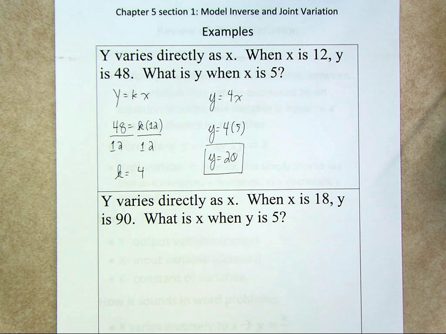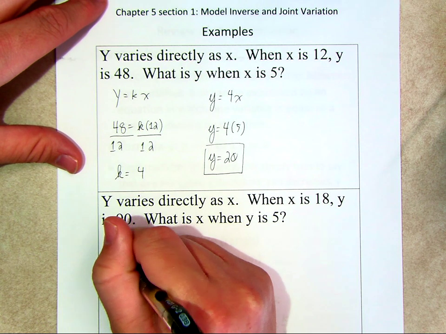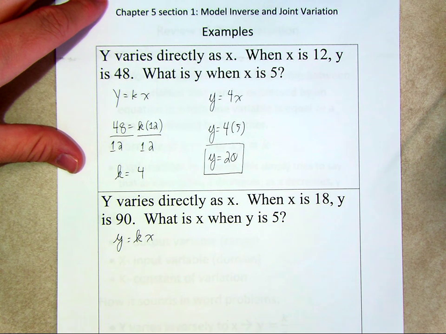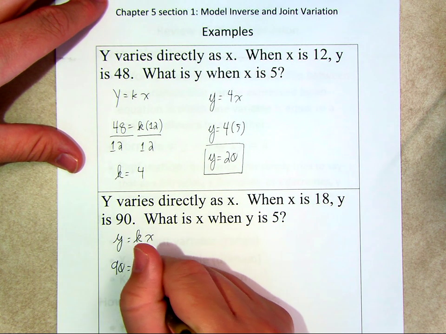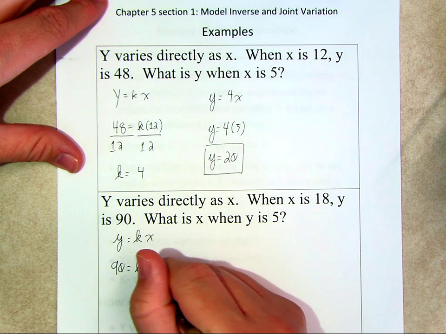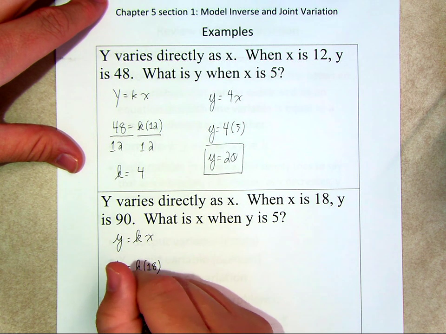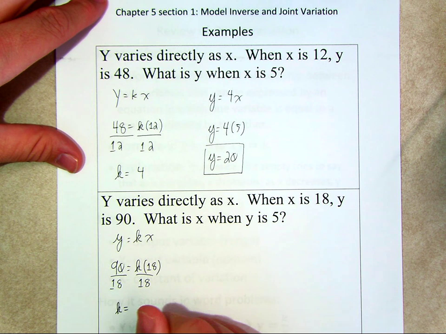Let's look at our other example down at the bottom. Again, it says y varies directly as x. When x is 18, y is 90. What is x when y is 5? It's a little different. Again, we start out, write down our equation, y equals kx. Plug in what you know. Solve for k by dividing both sides by 18. k is 5.